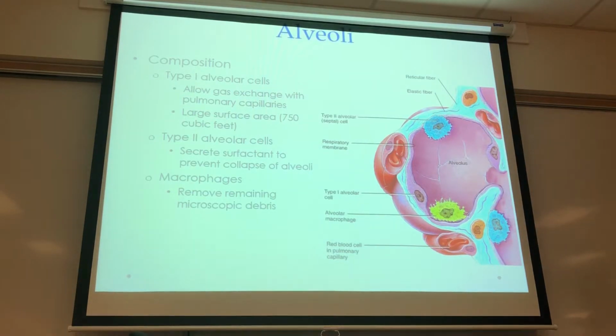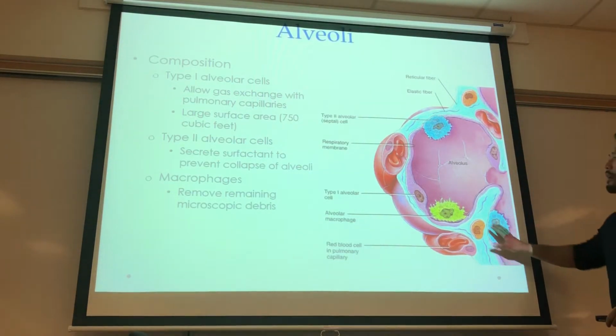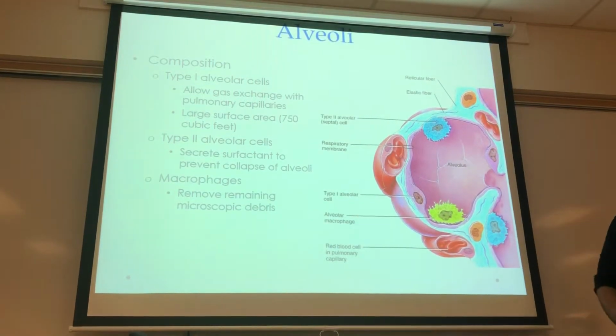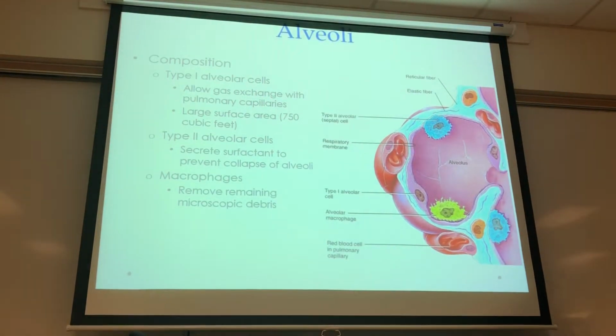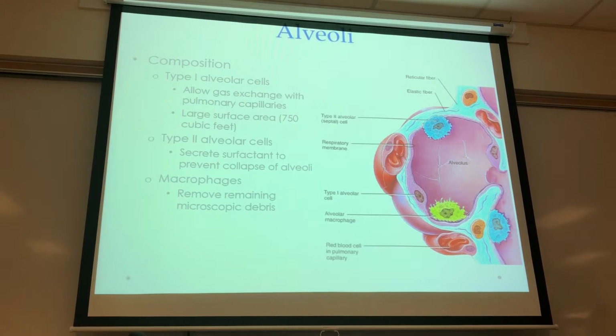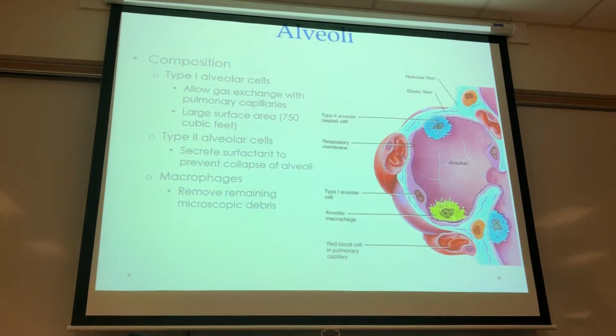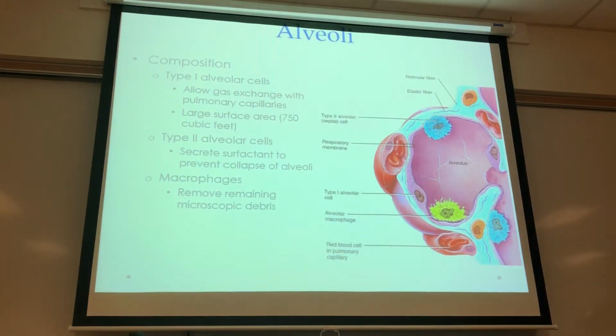Macrophages are, again, part of the immune system. The alveolar macrophages are all part of just taking away things that don't belong. Any debris, any diseases of any kind, they come in and work to take all that away.